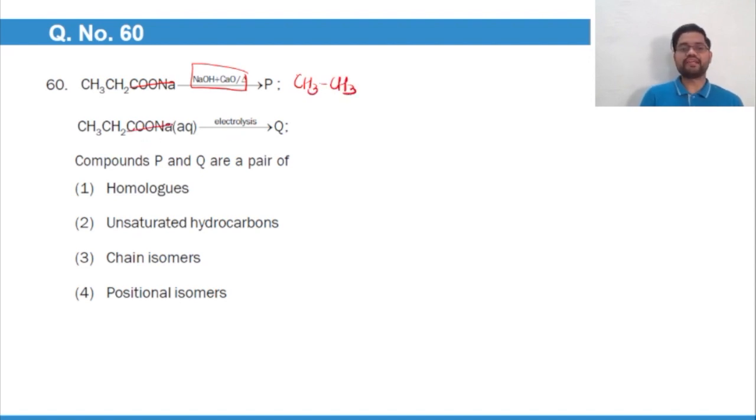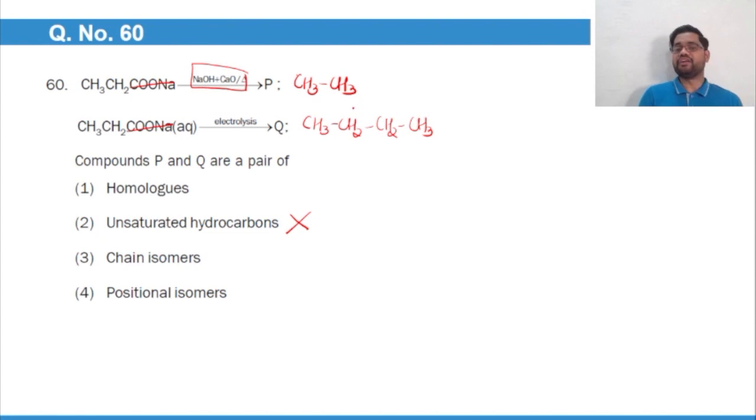This is electrolysis. Again, the carboxyl group needs to be removed by decarboxylation, but here you will get the product as CH3. A new carbon-to-carbon bond is formed, CH2, CH3. So these are homologues. Yes, you can say they are homologues. Unsaturated hydrocarbon, no. Chain isomers, yeah, P and Q are a pair of, you can say, chain isomers.